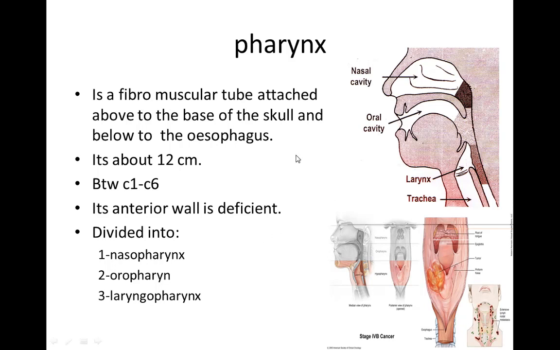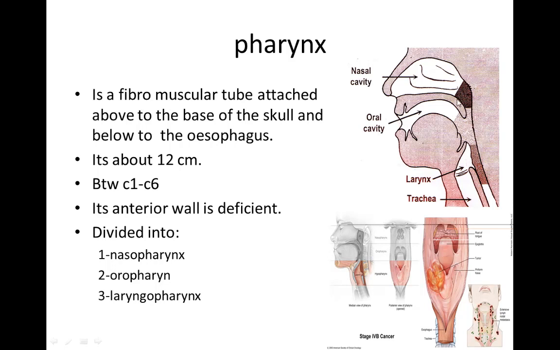The length of the pharynx is about 12 centimeters, and it extends from C1 to C6. Here C stands for cervical vertebra number 1 and cervical vertebra number 6. So it starts here at the base of the skull, corresponding to the first cervical vertebra, and ends here at the level of the 6th cervical vertebra. And the length is about 12 centimeters.